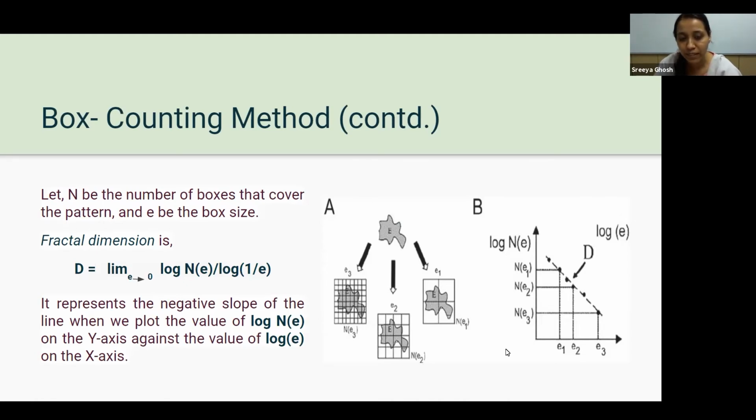Keeping that in mind, here we apply the same concept for the box counting method to find the formula. If we take the box size e to be tending to 0, then we take the limit: d equals limit as e tends to 0 of log n by log 1 by e. That is my fractal dimension. Here n is the number of boxes that are needed to cover any pattern, and e is the box size. So the negative slope of the plot of log n versus log e gives us the fractal dimension.